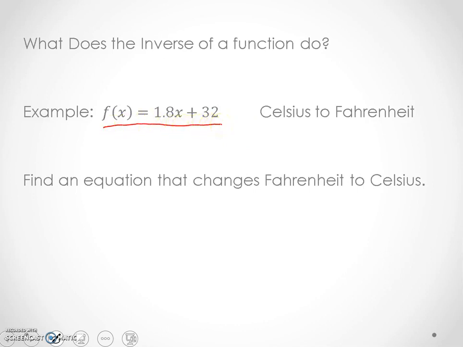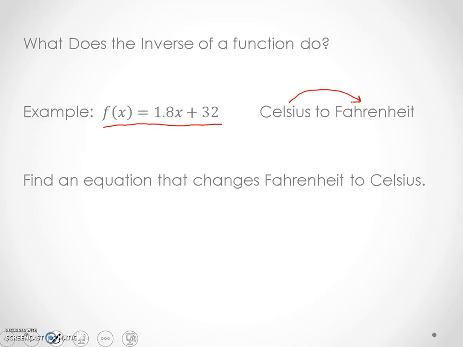Changes degrees Celsius to Fahrenheit. So if you want to find a degree Fahrenheit, given that it is, let's say, 50 degrees Celsius, you can do that by plugging the Celsius temperature in for x, multiplying it times 1.8, and adding 32. So that changes Celsius into Fahrenheit degrees.